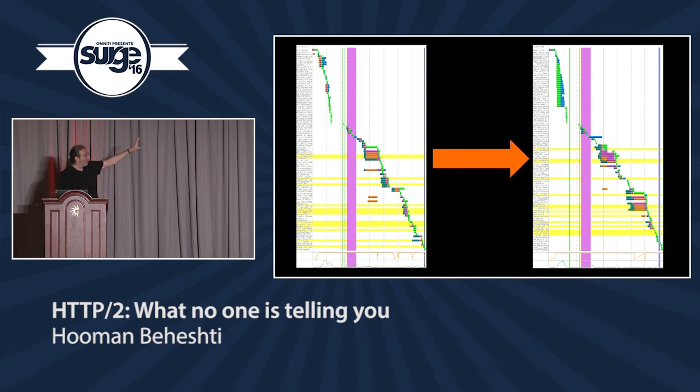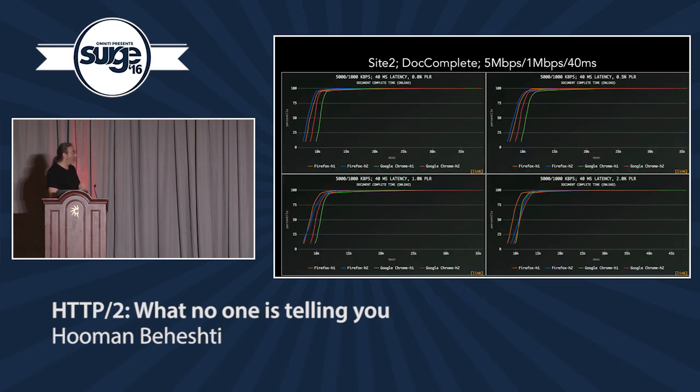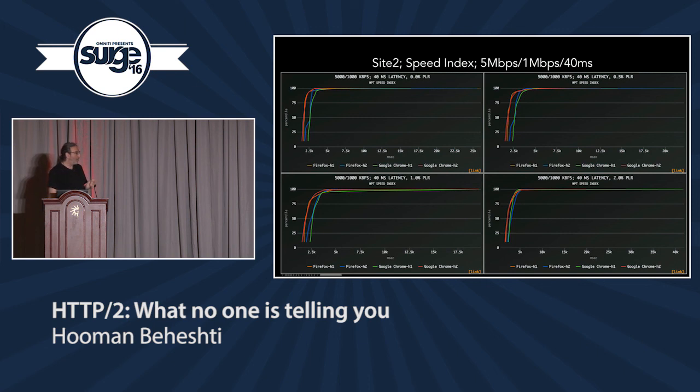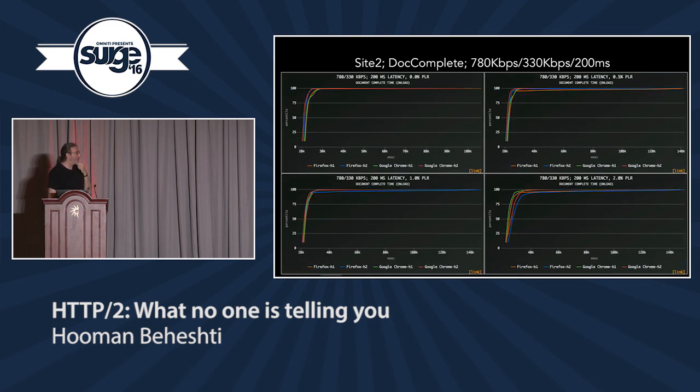You can see that top area where the concurrency occurs and requests move over to H2. Again, let's go through these. .complete ties with broadband. Again, blue and red are H2, orange and green are H1. .complete with broadband, DOM content loaded with broadband, speed index with broadband. It's a little weird that all the lines are really, really close to each other. You kind of were hoping for more separation, but this is what happens.